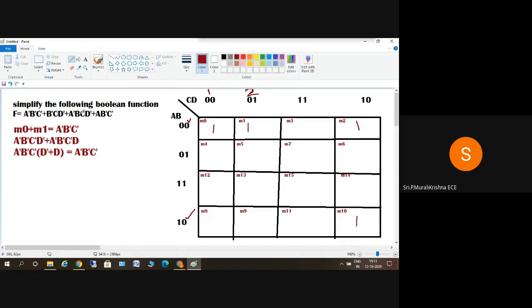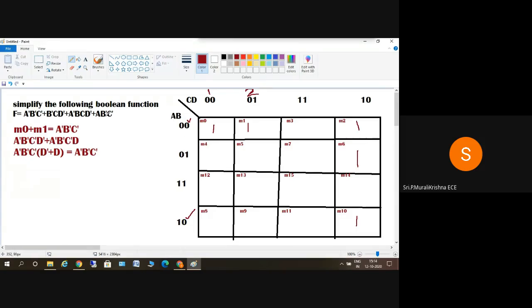Okay, and what is the next one? A bar B C D bar. So we are having all the terms. So where is A bar B? This is A bar B. And where is C D bar? This is M6, sir. Yeah, A bar B, C, A bar B. So this is A bar B and C D bar, this one. So this is M6. So M6 is put as 1 here.